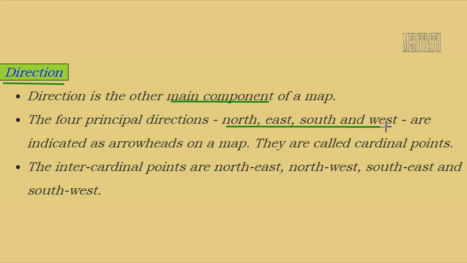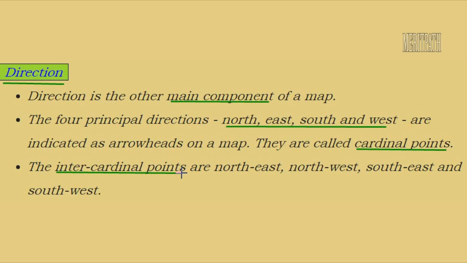So what are the main directions? Everybody of us knows that, right? North, east, south and west. These are the four principal directions, and these are indicated with arrowheads, right? With arrows, they are indicated on a map. And these arrowheads are known as the cardinal points, which show the direction. These are known as the cardinal points.